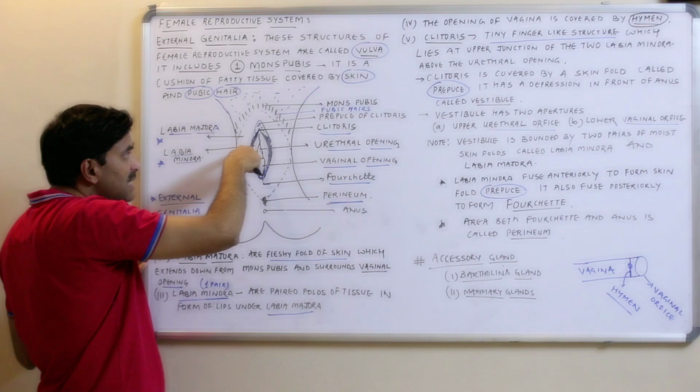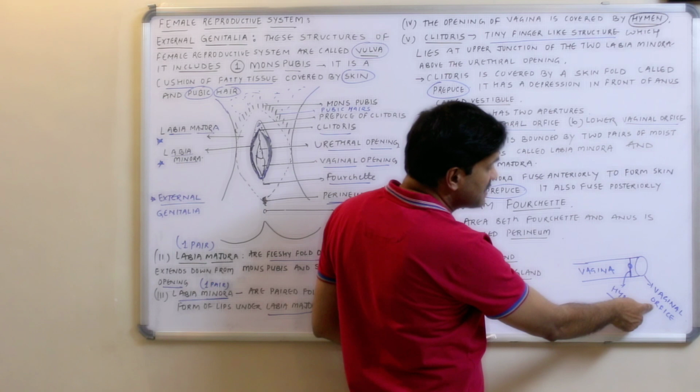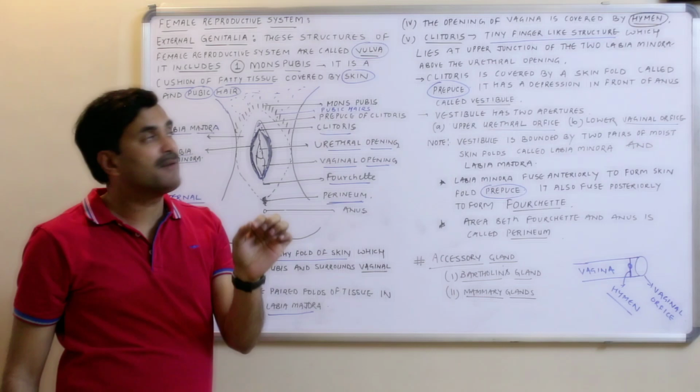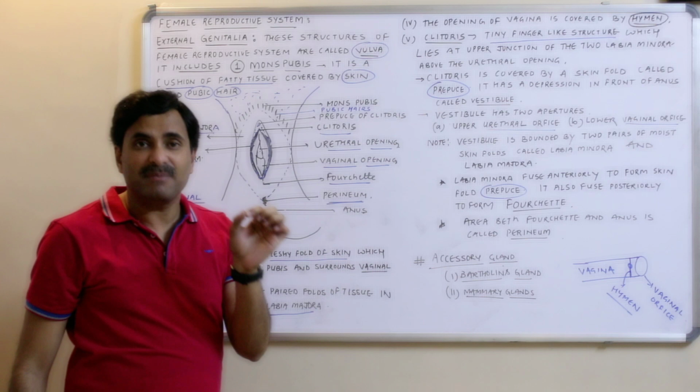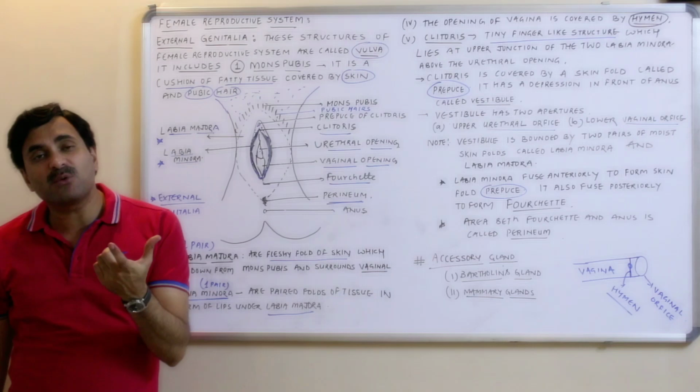Okay. Now the fourth one, the opening of the vagina. The opening of the vagina is called the vaginal orifice. This opening is often covered by a membrane called the hymen. Now it has been said that the hymen is ruptured at the time of first sexual intercourse, right? Or that it is broken down at the time of the first sexual intercourse.